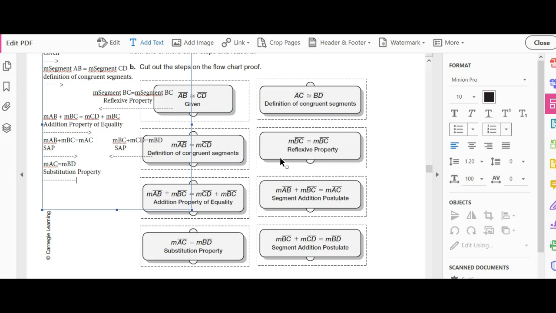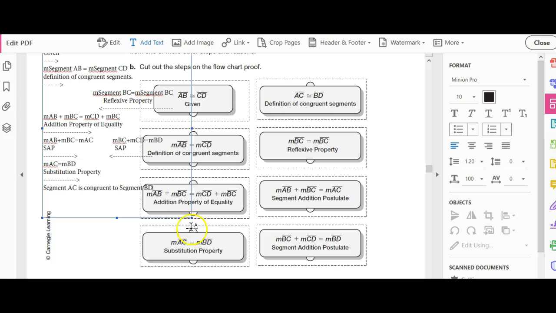Okay? And since their measures are equal, what does that tell me? If I have two segments and their measures are equal, what does that mean? It means that they are congruent segments. And so that's where I'm going to go next. I'll say segment AC is congruent to segment BD.